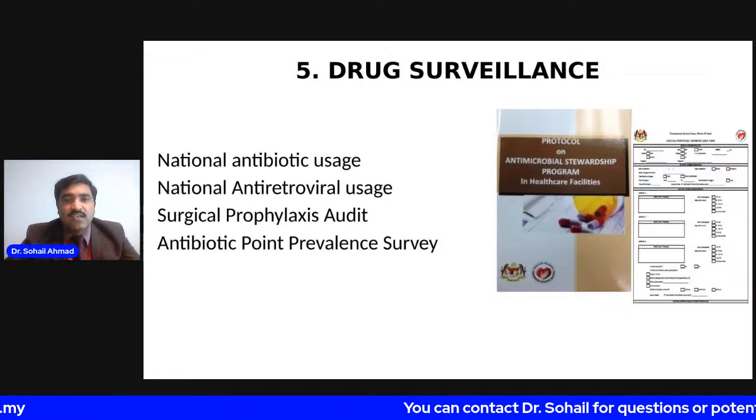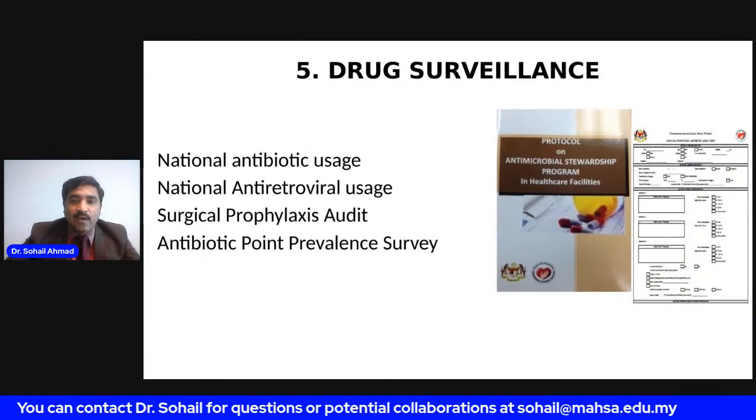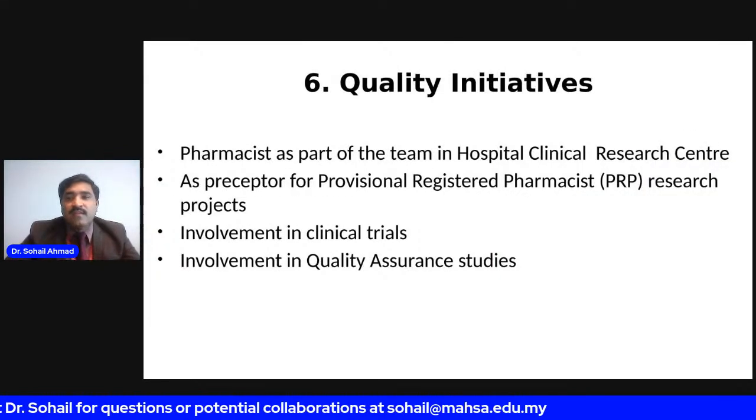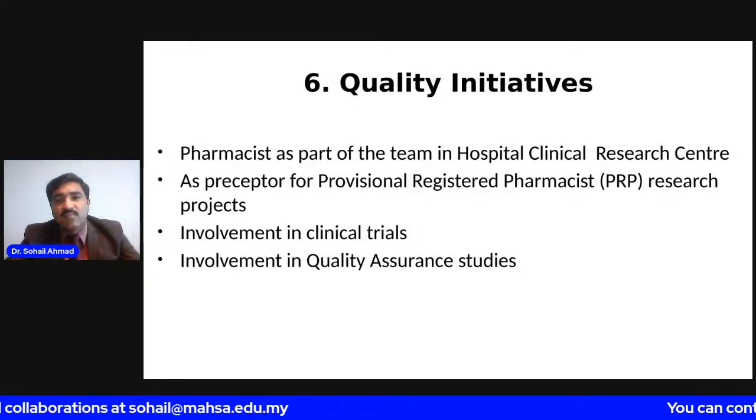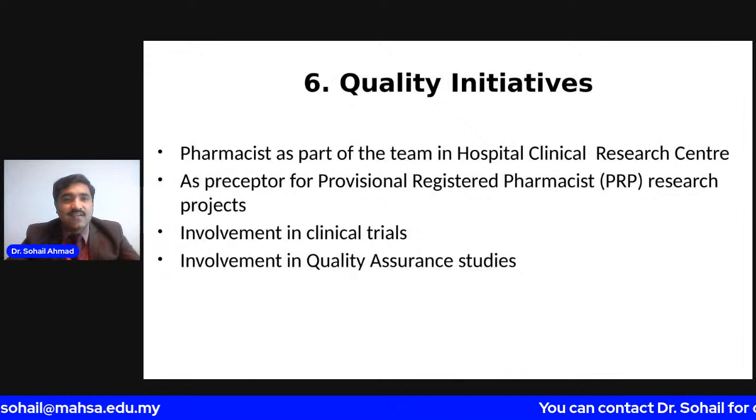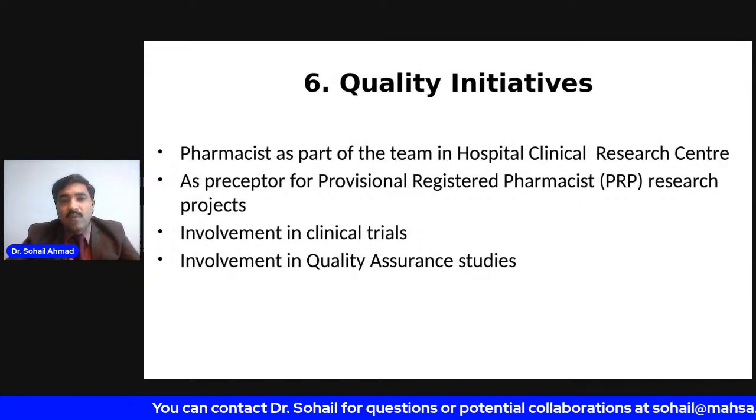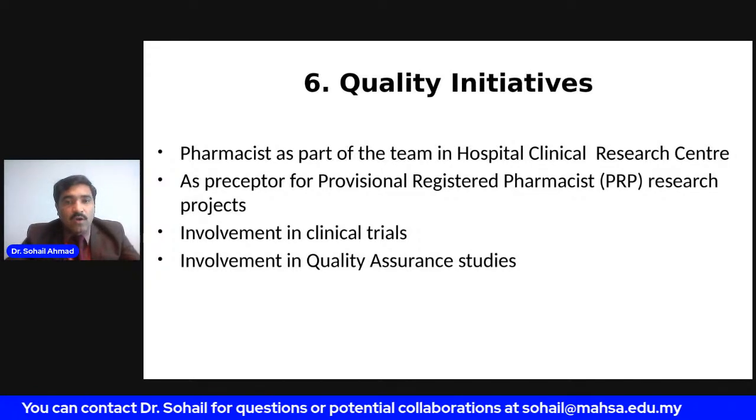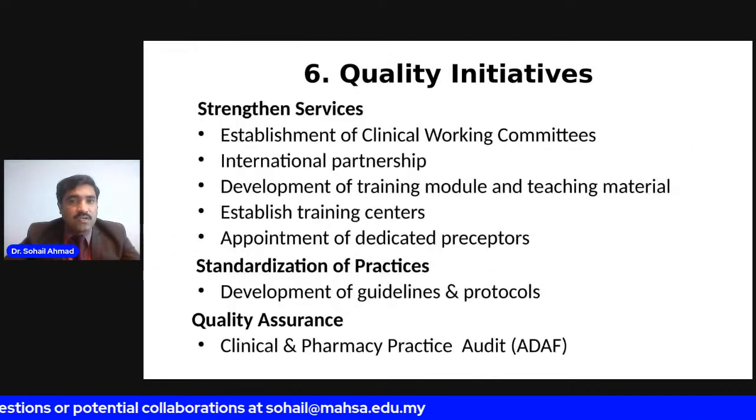Other than that, surgical prophylaxis audits are being carried out. Antibiotic point prevalence surveys have been carried out as well. Then they have quality initiatives. Pharmacists, as part of the team in the Hospital Clinical Research Center, act as preceptors for provisionally registered pharmacist research projects, and involvement in clinical trials and quality assurance studies is carried out quite frequently in the Malaysian setting.